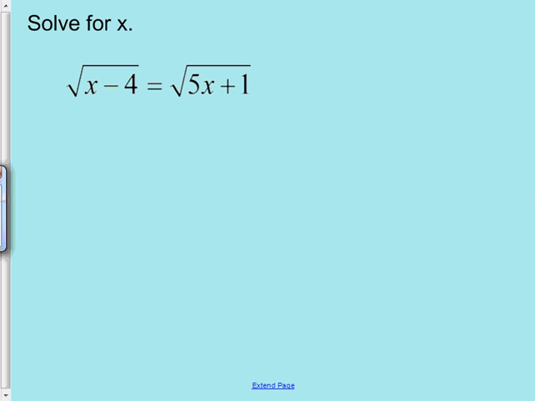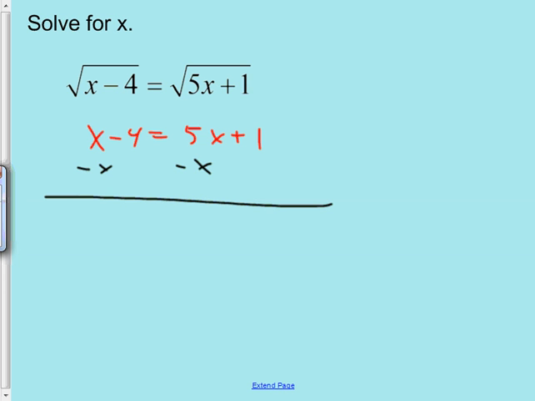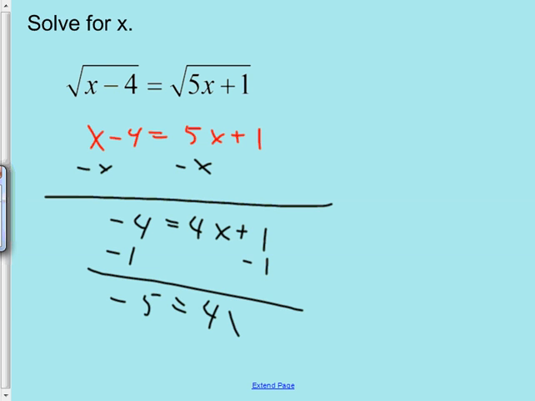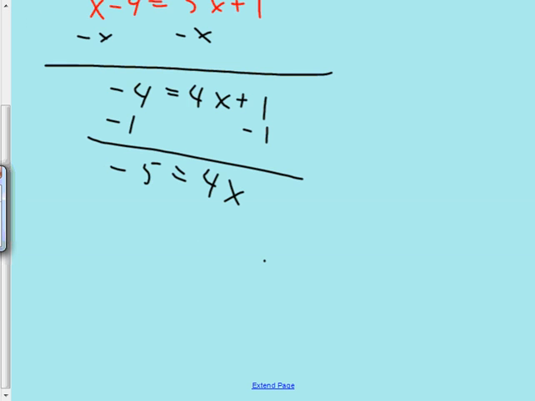Okay, so you should have squared both sides. You can get x minus 4 equals 5x plus 1. It's really simple to start with. Still not too bad. Got variables on both sides. Take away an x from both sides. And I got negative 4 equals 4x plus 1. Now I'm going to get the x's alone, so subtracting 1. Negative 5 equals 4x. Then I'm dividing by 4 on both sides. I got x alone. Cool, and it's that.